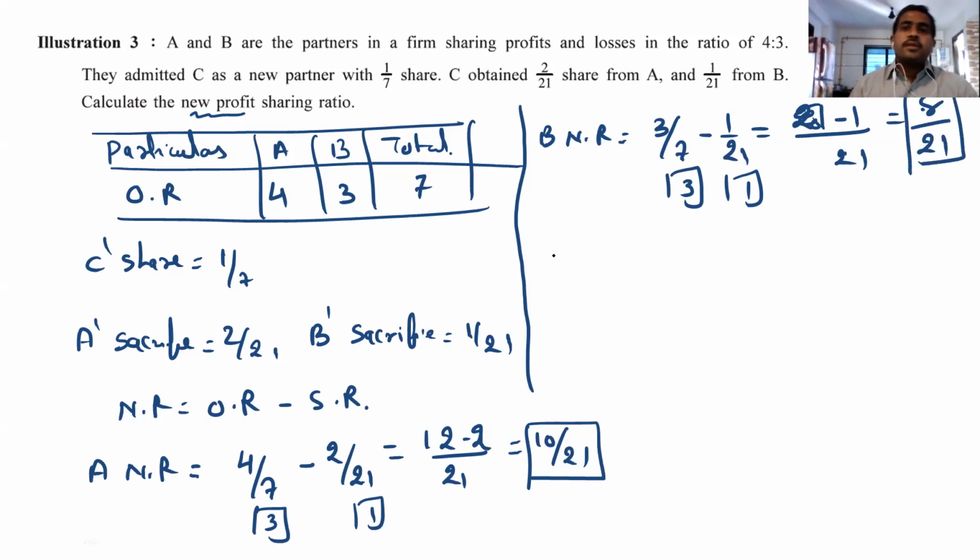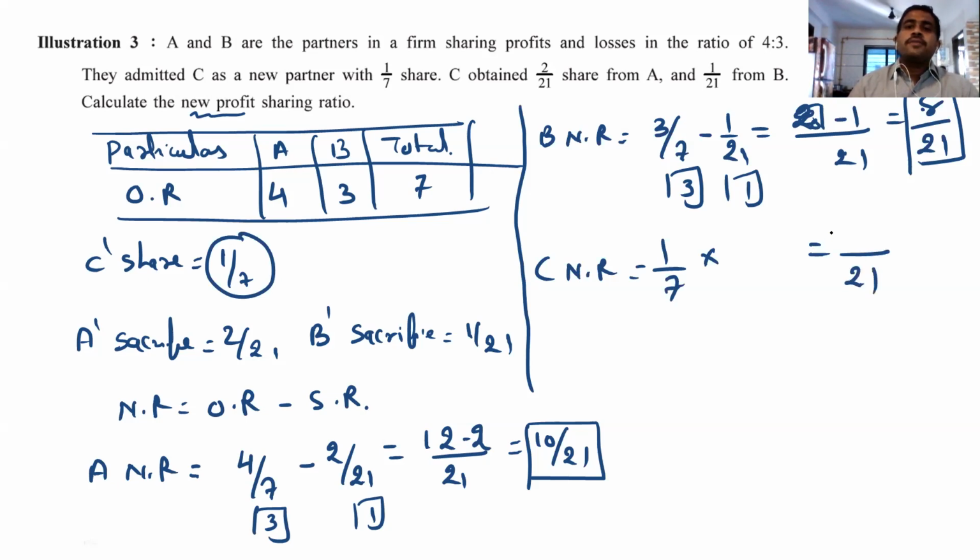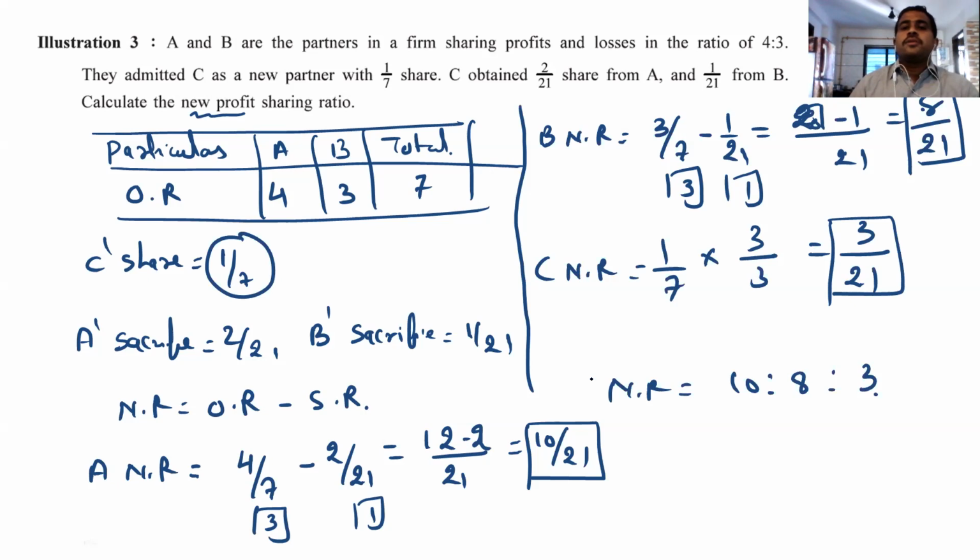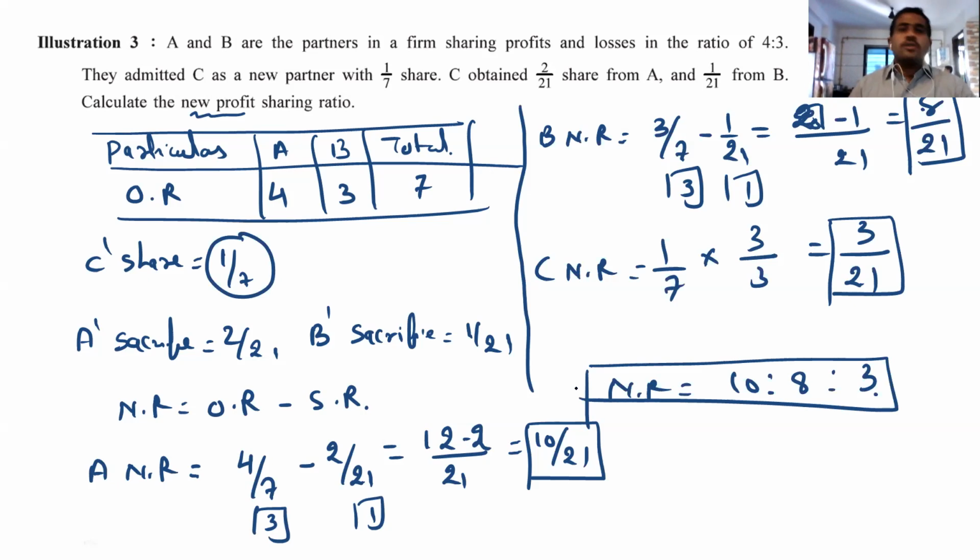Now finally comes the third partner, C. C's new ratio is already fixed, 1 by 7. So 1 by 7 into, by which number if we multiply do we get 21? That is 3. So 3 by 21. So our new ratio comes to us 10 is to 8 is to 3. Clear? So revise just this one.